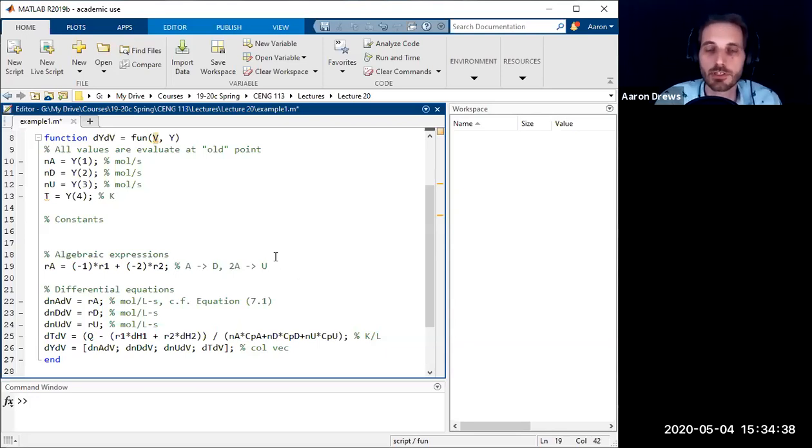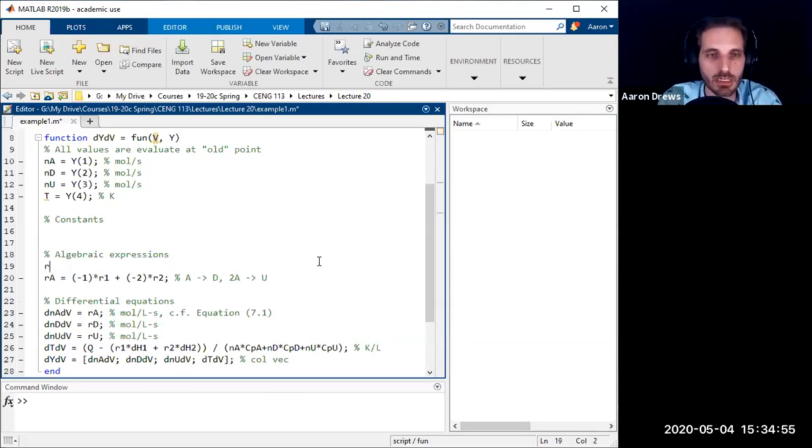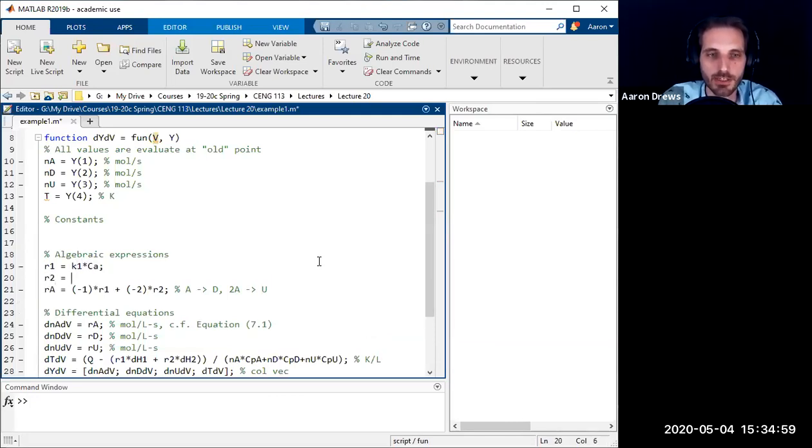Notice I'm trying to keep it very general, right? I haven't defined R1 or R2. This way I can go back to line 19 and say, did I at least write the net rate of A correctly? And that's a separate problem from, did I write the rate of reaction 1 correctly? Now I can write the rate of reaction 1 as K1 times CA, and the rate of reaction 2 as K2 times CA squared. Both of these are going to have units of moles per liter per second.